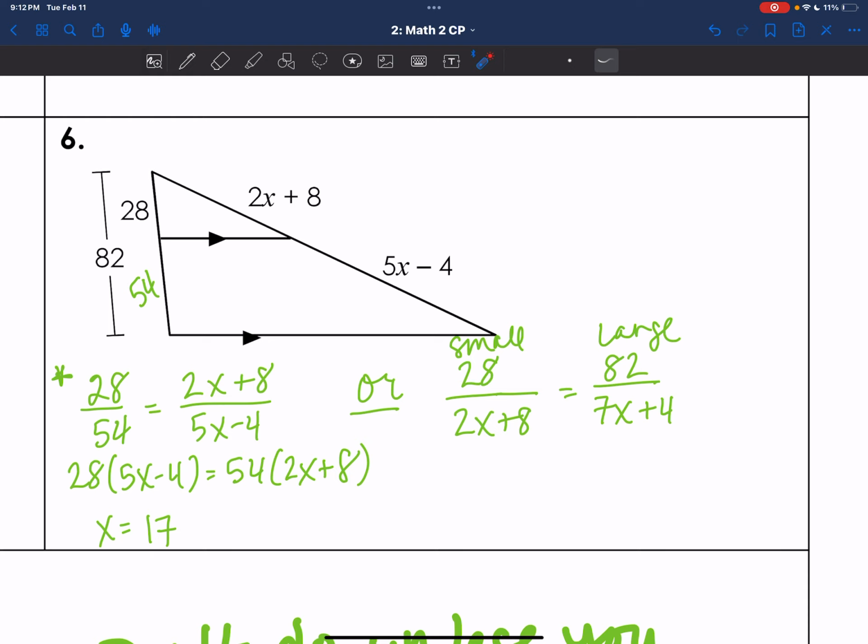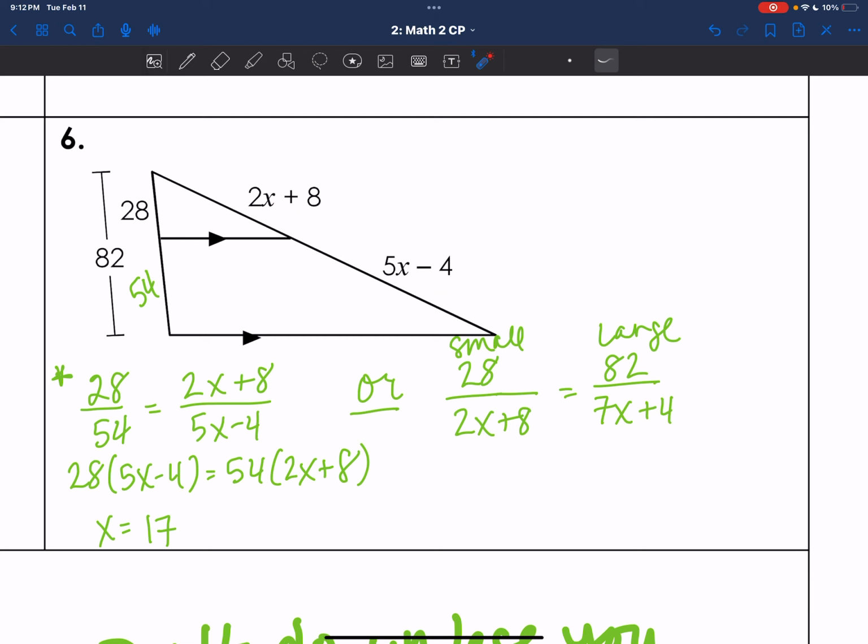You could do the small, this one over that, and equal that to this, to all of that. I got this 7x from going 2x and 5x. And then I got this plus 4 from going positive 8 and negative 4.